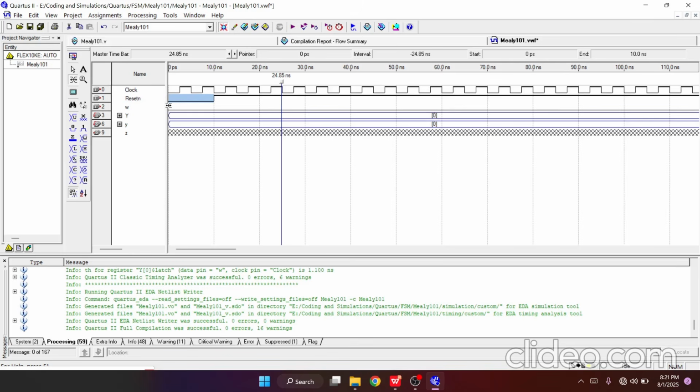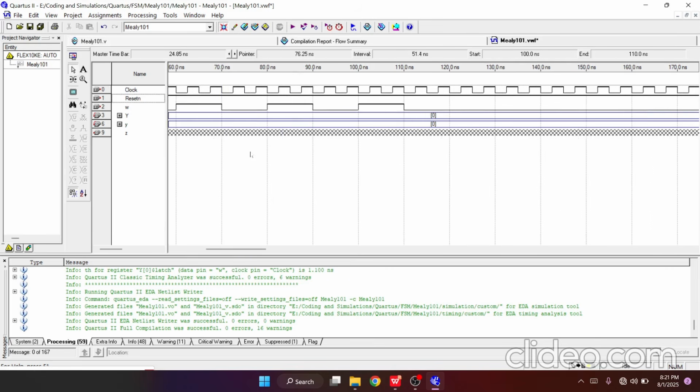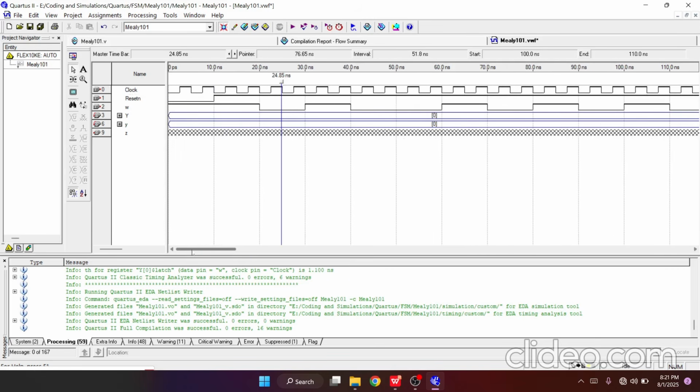So the sequence is like this: 1 1 0 1 0 0 1 0 1 0 1. Okay, the sequence might be different. Your question might state a different kind of sequence. You will have to use that value then.